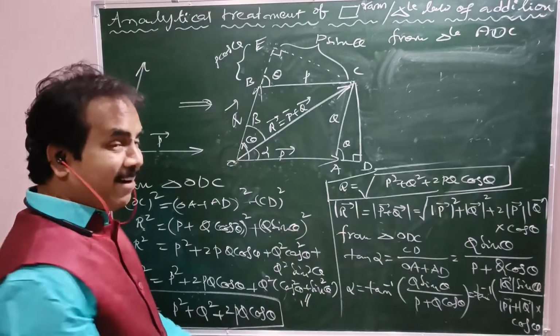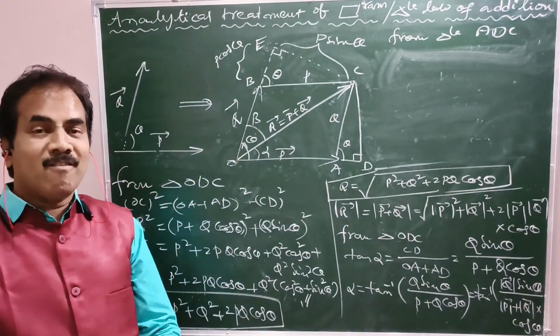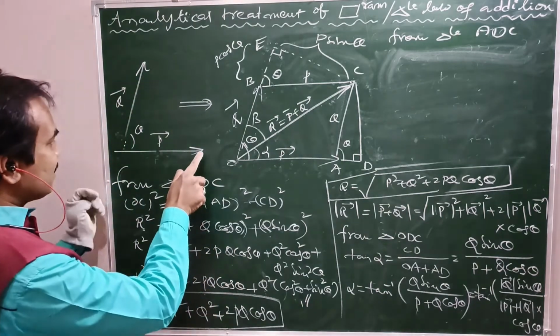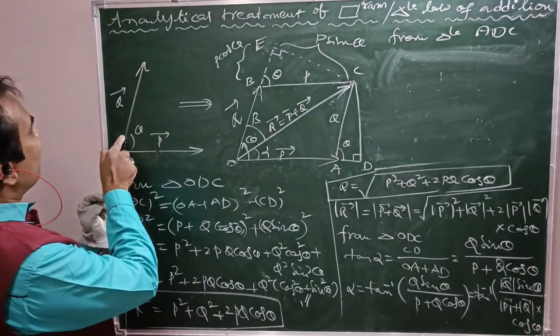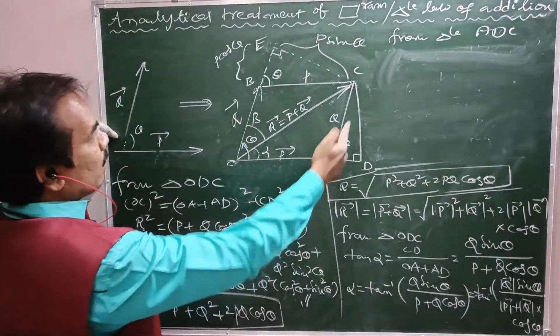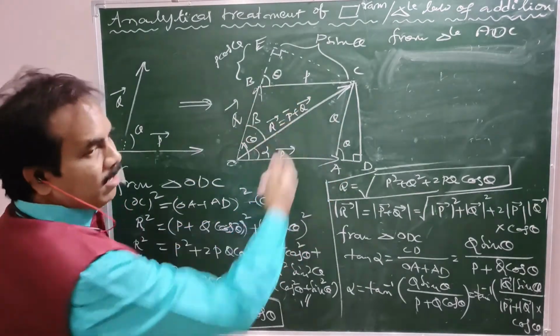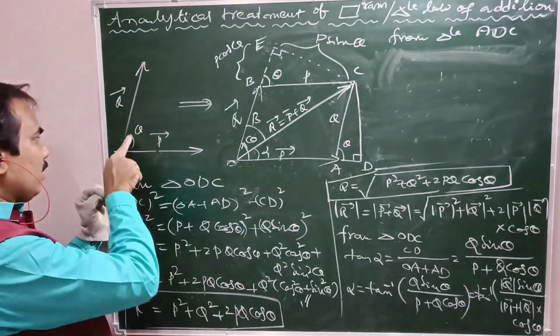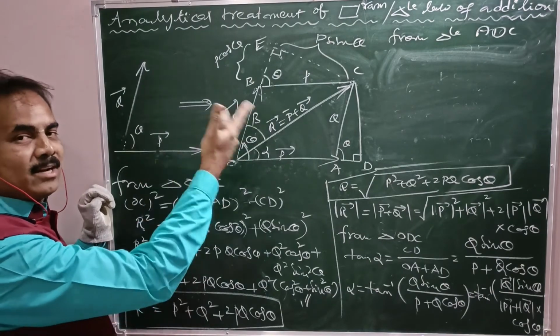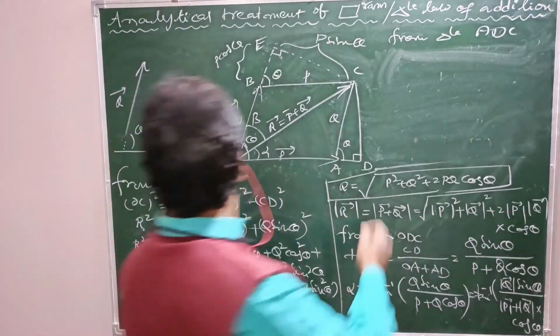As far as the triangle of addition is concerned, the head of one vector is to be joined with the tail of another vector. See, this is the head of P bar, this is the tail of Q bar. If both are joined coinitially, we shall go with the parallelogram. If the tail of one vector is joined with the head of another vector, we can construct a triangle also.